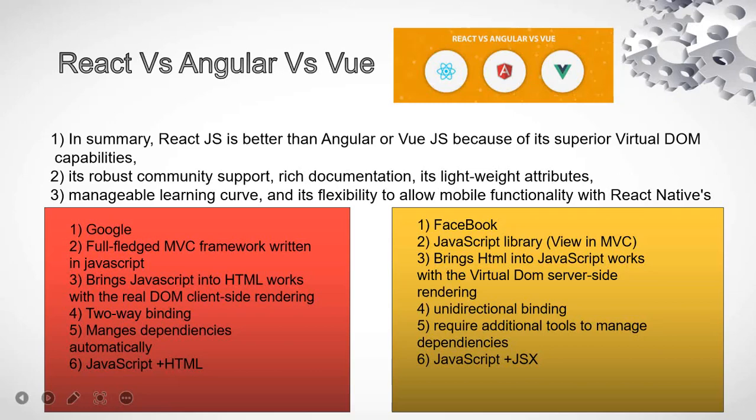I will discuss the bindings with you later in our classes, so just keep in tune with me. React requires additional libraries to manage dependencies. That means you can access third-party libraries in React. You write your code in JSX, that means JavaScript XML. I will show you the syntax and how it works in further classes.